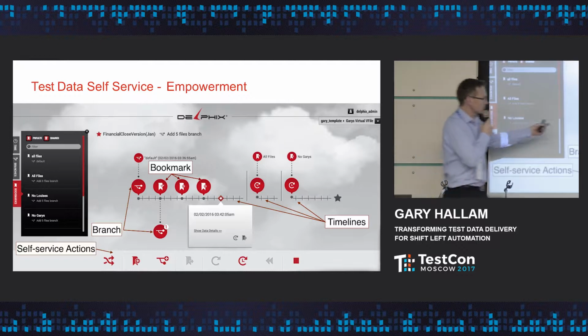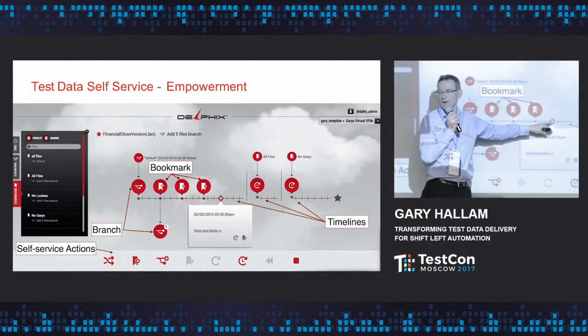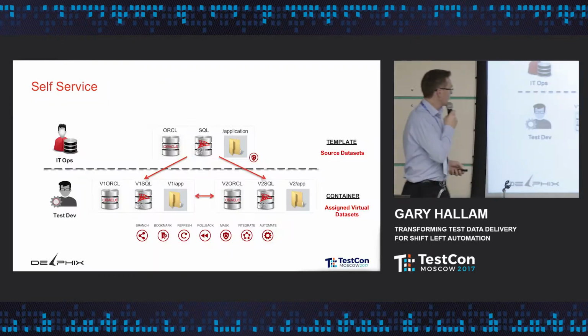Okay, so this is the timeline of the data. So you can pick a point on the timeline and say, I want to bookmark there, I want to refresh the data, I want the data to that point. So what does that mean?